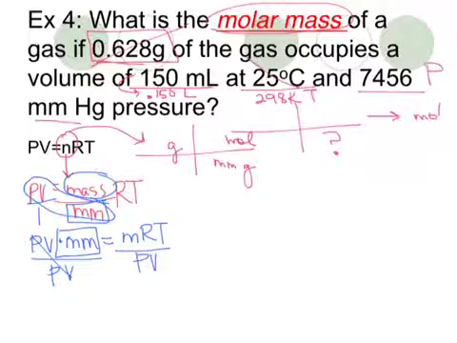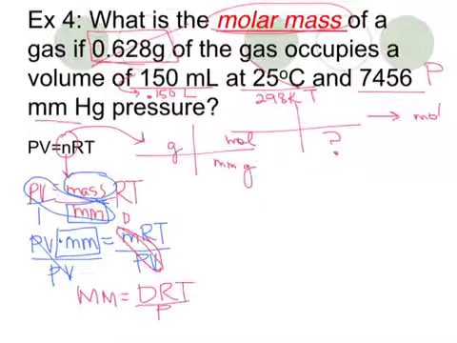That's hard to remember. So I have a trick. What do you get when you divide mass divided by volume? You should remember from 8th grade that that is density. So if that is density, really I can take that out and say that molar mass is equal to density RT over P.